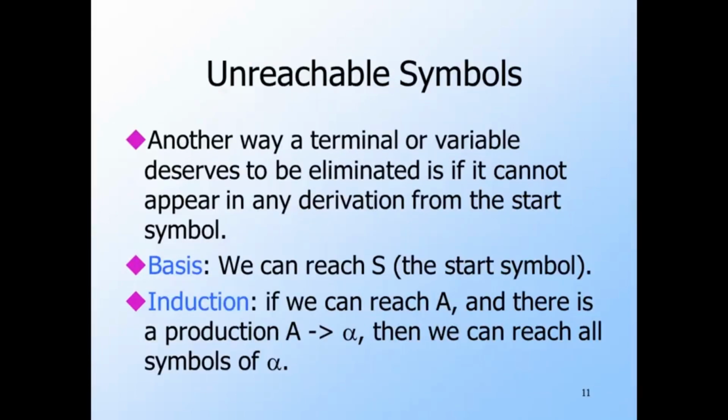In addition to eliminating variables that don't derive anything, we need to eliminate variables that derive some terminal strings but cannot be derived from the start symbol. The algorithm to find symbols, both terminals and variables, that appear in derivations from the start symbol is another example of a discovery algorithm. For the basis, obviously the start symbol can be derived in 0 steps from itself. For the induction, suppose that we have discovered that we can reach variable A. Then for every production with body alpha and head A, we can also reach all the symbols appearing in alpha, the terminals and variables that appear there.